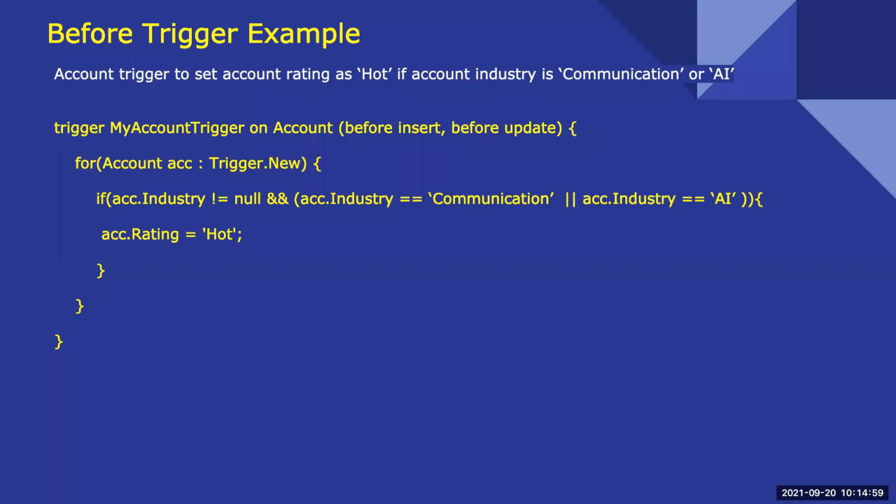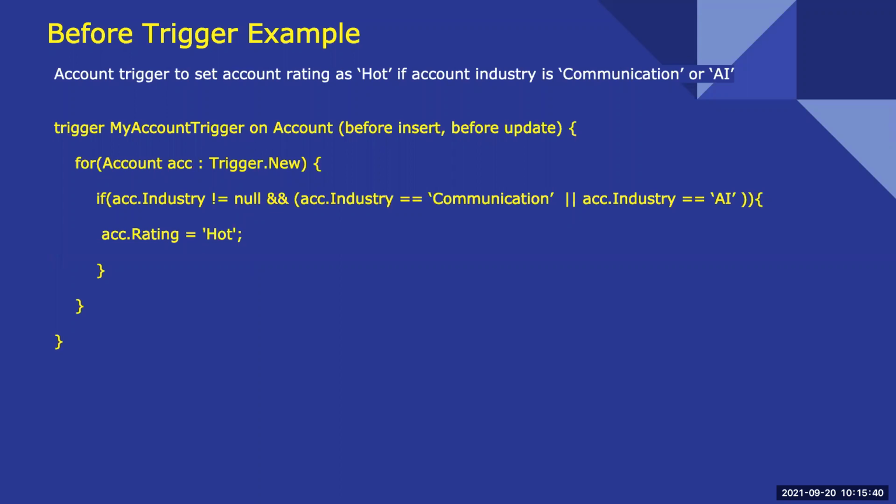So that's an example of a before trigger. The context is like, on the account object we have rating as an attribute, and industry is an attribute. So we have taken a simple use case: set rating as hot if the account industry is communication or artificial intelligence, AI. Let's see how the trigger is executed. It says trigger, the trigger name, that's my account trigger, on which object, the account object, and we have taken two events, before insert and before update.